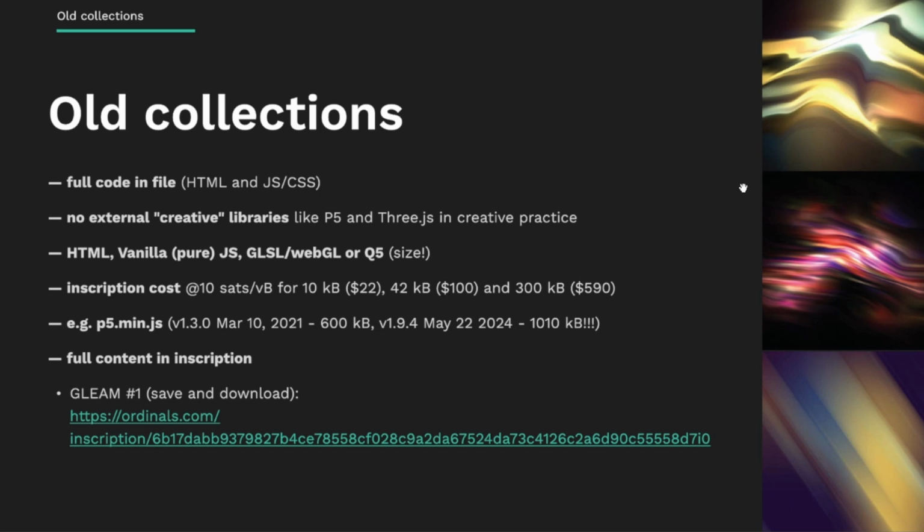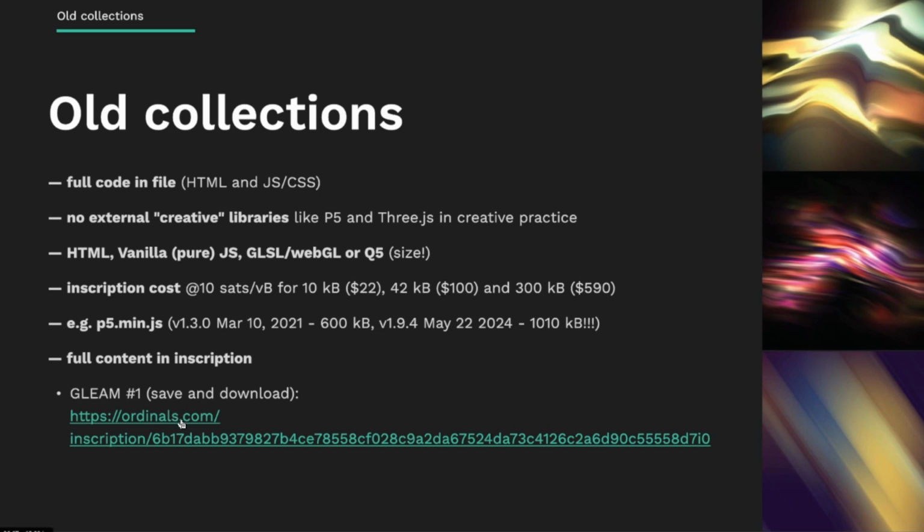And for example, p5.min.js, the minified version of P5, which means this is the smallest file of P5. The version 1.3 from March 2021 is 600 kilobytes. The newest version of P5 is over 1000 kilobytes. So actually, inscribing tools like Unisat or Ordinals Bot or, I don't know, Satoshi.io, I assume they won't allow you to inscribe such large files. The limit is about 340 or 350 kilobytes. Above that, it's impossible.